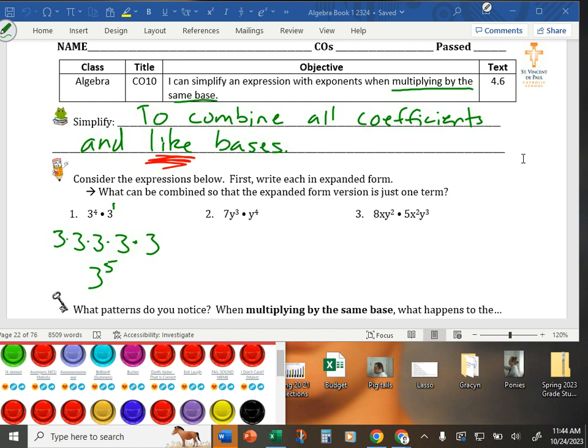Thank you. You can combine these like bases, these bases of 3s, because if you have 4 of them and get 1 more, now you have 5. All right? Next one.